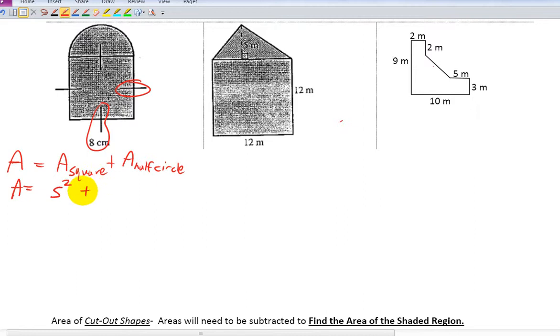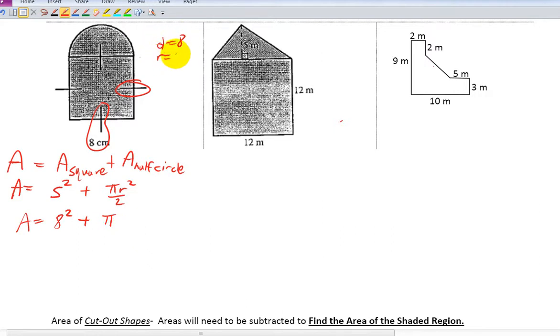It's not a 5, it's an s. Plus a full circle is pi r squared. What will I do to get half a circle? Divide by 2. Okay, so now I can substitute in my numbers. For the side length, or the letter s, it would be s squared, or 8 squared. And pi, oh, I guess the radius is 8 then? What? 4? How'd you get that?